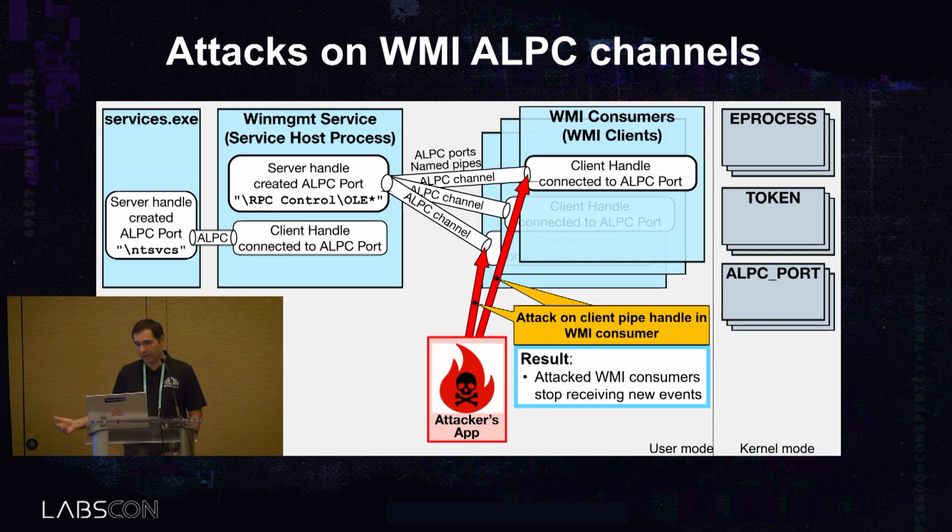So the first attack is pretty obvious. We cut the cord by closing the handle on the client side. This way, the targeted WMI client is not going to receive any WMI events. What the client can do is retry to reestablish the connection or restart itself. But the attacker app can act as a watchdog, monitor the reconnection, and close the client communication port handle again.